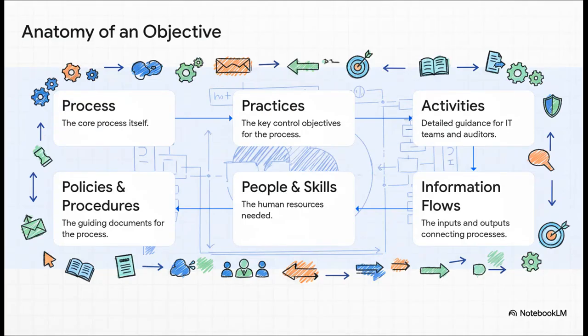Now, each one of these 40 objectives is way more than just a name on a list. It's a really detailed component with a bunch of different parts. For every single objective, the guide breaks down the process, the practices, the nitty-gritty activities, what information goes in and what comes out, the kinds of people and skills you need, even the policies to guide it. It is a complete package for each and every building block.